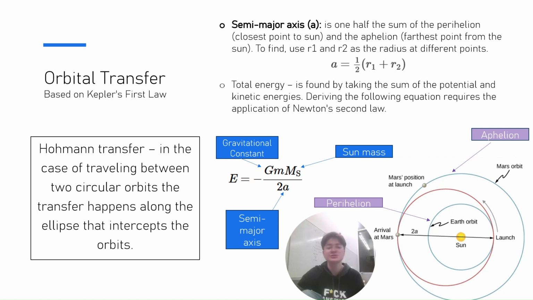Hohmann transfer, just briefly, is related to Kepler's first law. It explains that when transferring between two circular orbits, the transfer happens along an ellipse which intercepts the orbits, which you can kind of see in this diagram in the lower right side. This allows you to work with the semi-major axis and the total energy, but this just allows you to see how ellipses interact with other systems.